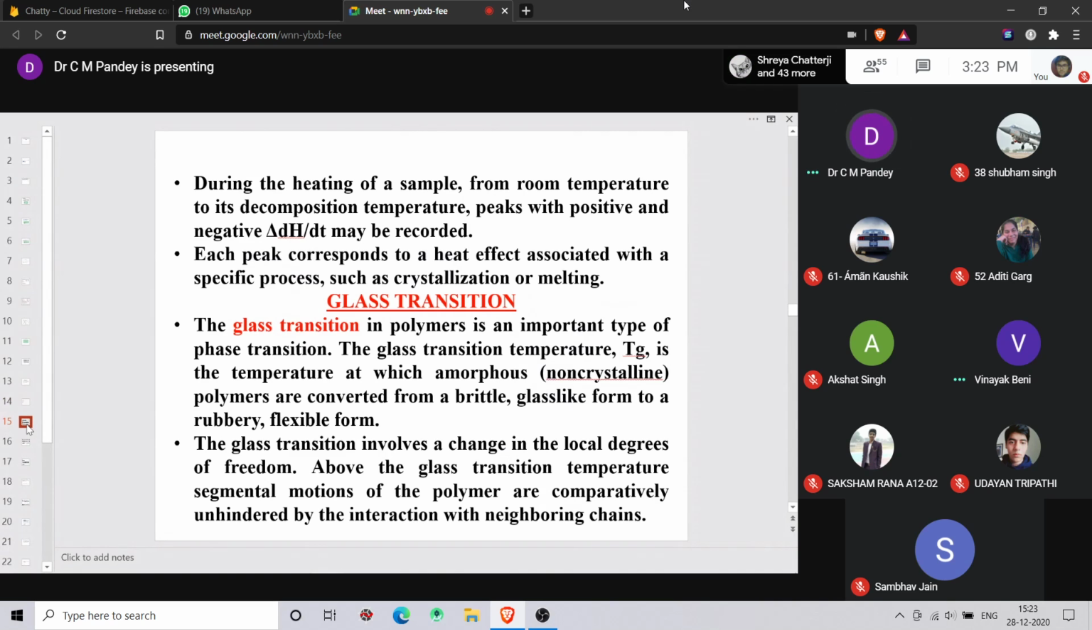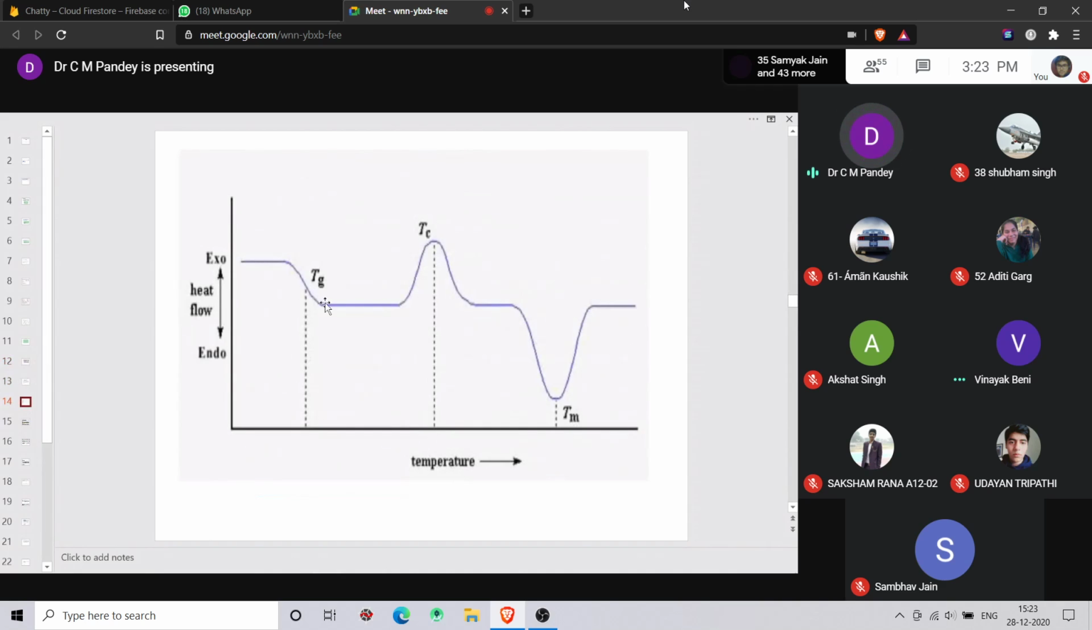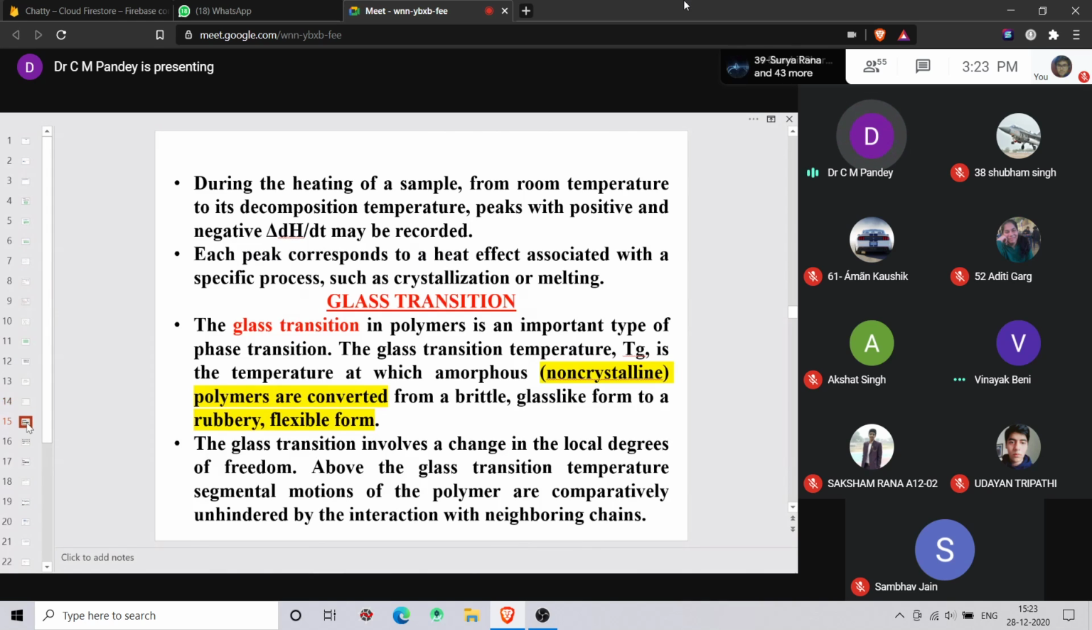Now, what is the glass transition? The glass transition in polymers is an important type of phase transition, and it is the temperature at which the amorphous, non-crystalline polymer is converted from a brittle glass-like form to a rubbery flexible form. So if you are observing a peak like this in a DSC curve, a slight slanting downward portion, that is a glass transition temperature.